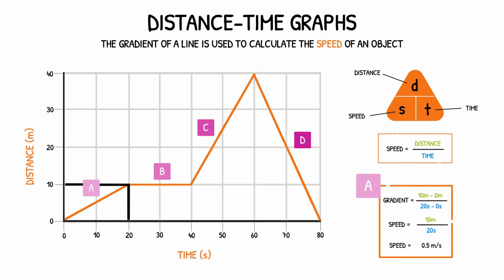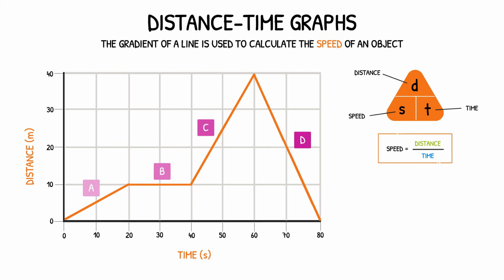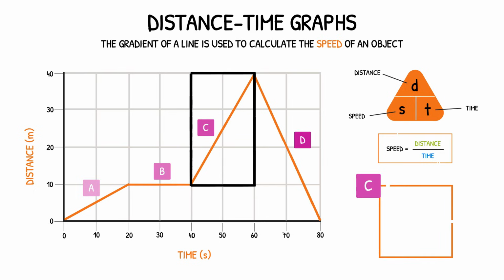Let's look at another example. This time, let's calculate the speed of the object at point C in the journey. The gradient of the line at point C is equal to 40 meters minus 10 meters divided by 60 seconds minus 40 seconds. This means that the speed of the object at this point in the journey is equal to 30 meters divided by 20 seconds, which gives a total of 1.5 meters per second.